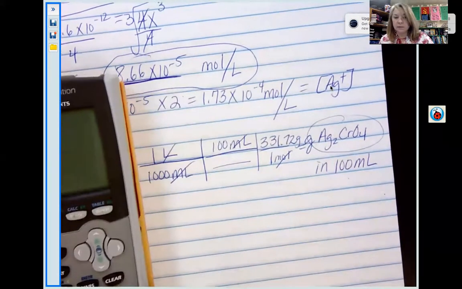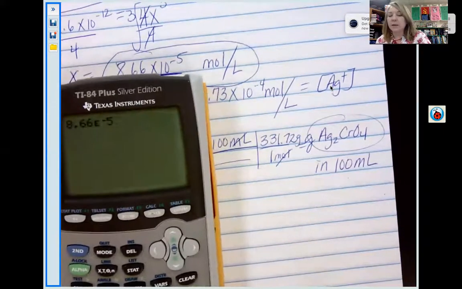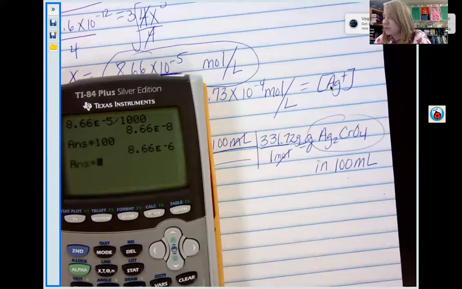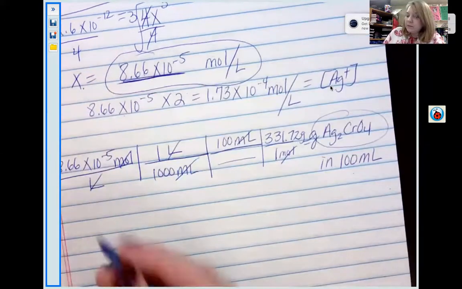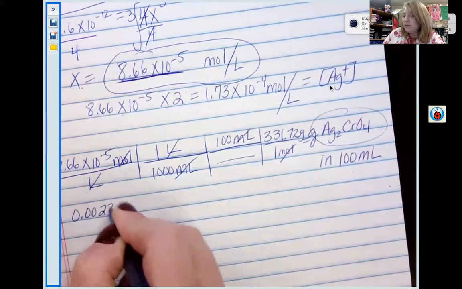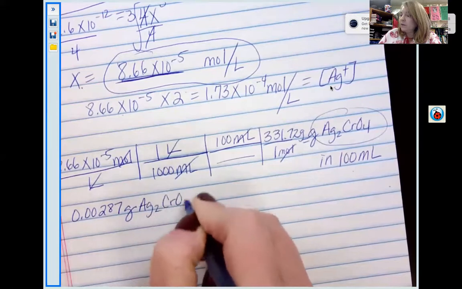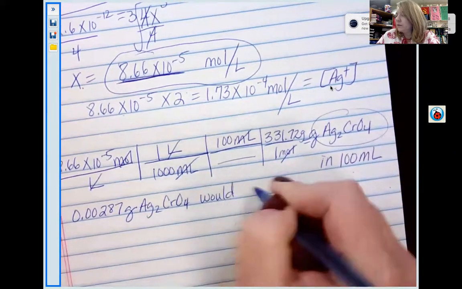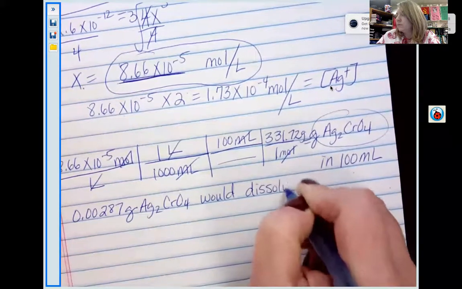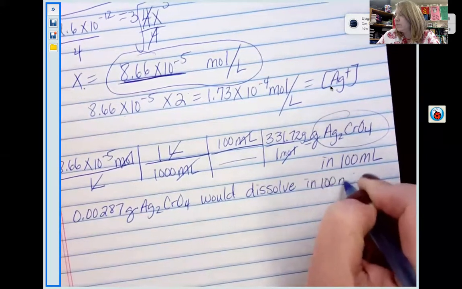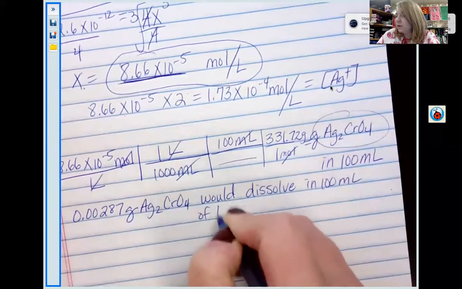And then I'm going to need to divide by 1,000, multiply by 100, times 100, and multiply that times 331.72. And I got 0.00287 grams, 0.00287 grams of silver chromate would dissolve in 100 mils of water.